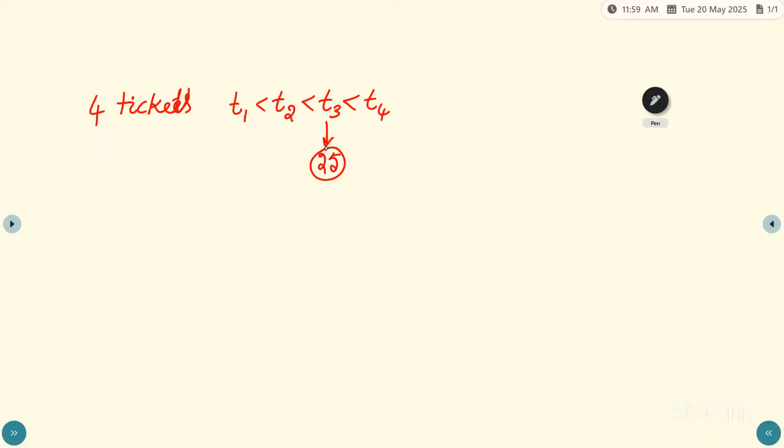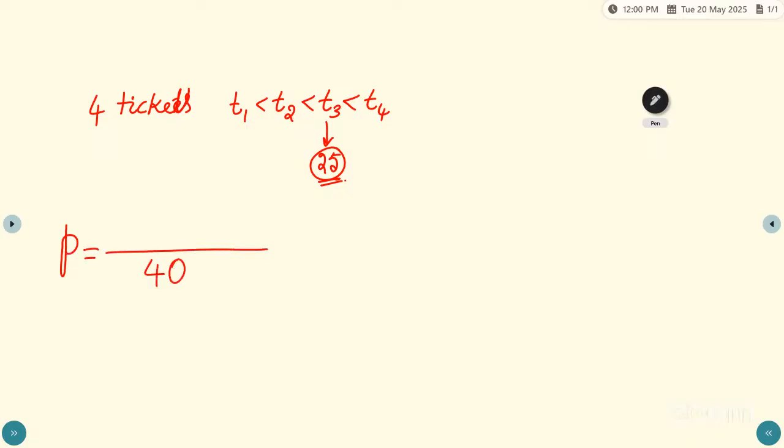We are given 40 tickets numbered 1 to 40. After taking 4 tickets out of those 40, they are arranged in ascending order, T1 less than T2 less than T3 less than T4. The third ticket must be 25. That is the favorable thing. Now what is the required probability?